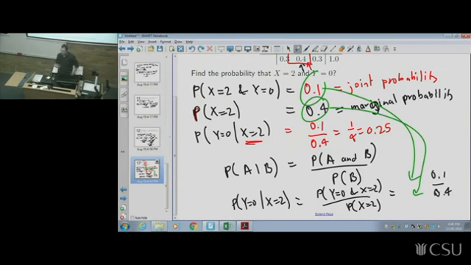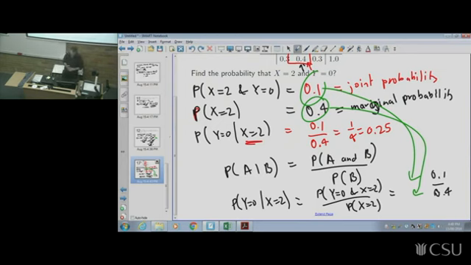So you can do it a little bit more intuitively by just thinking it's the number of ways of getting the event divided by the total number of ways we want to consider, or you can use formulas, either or. And that last one's called a conditional probability. Joint, marginal, and conditional probabilities.